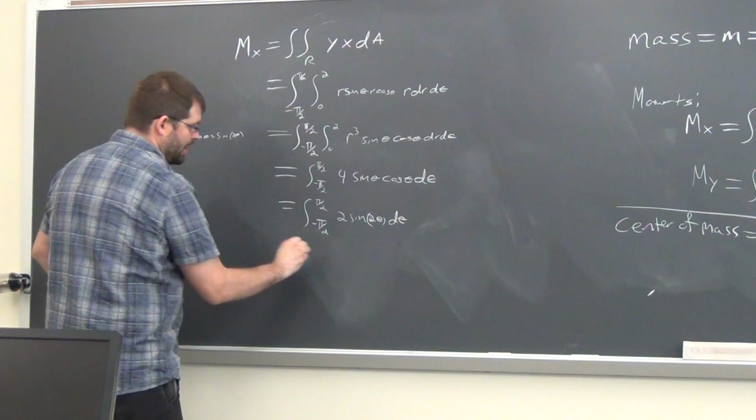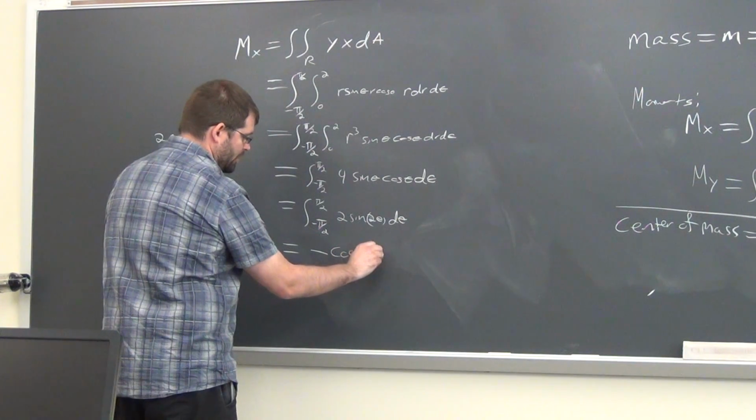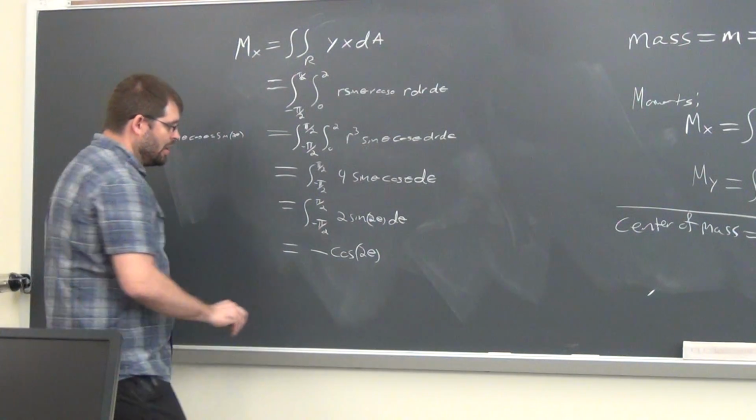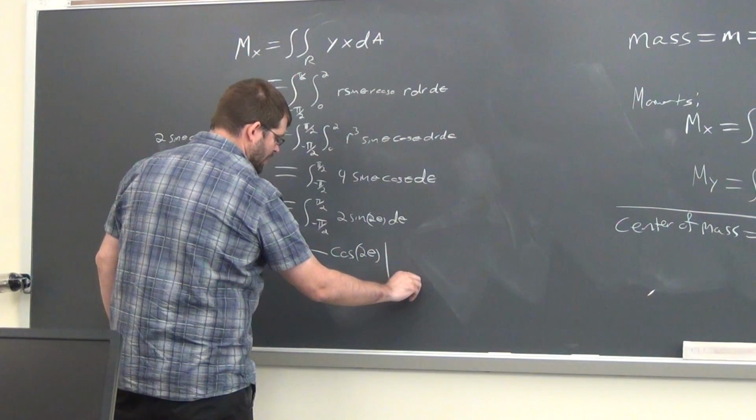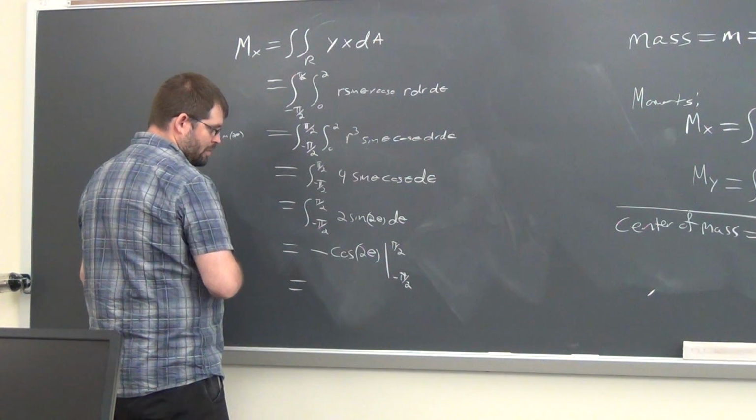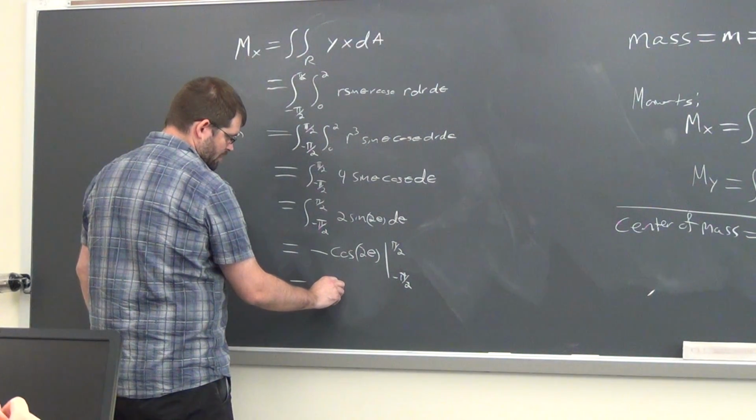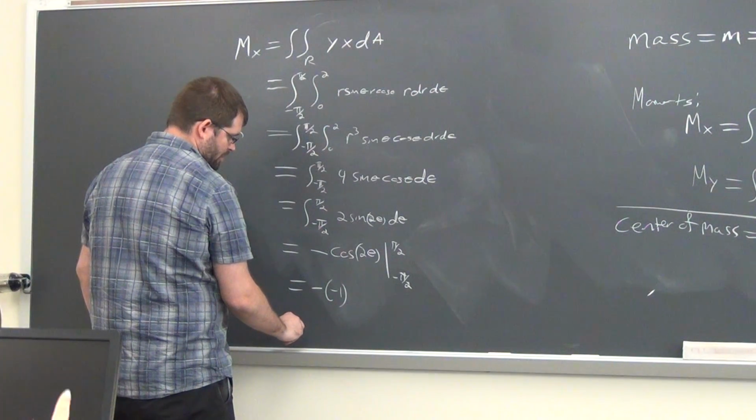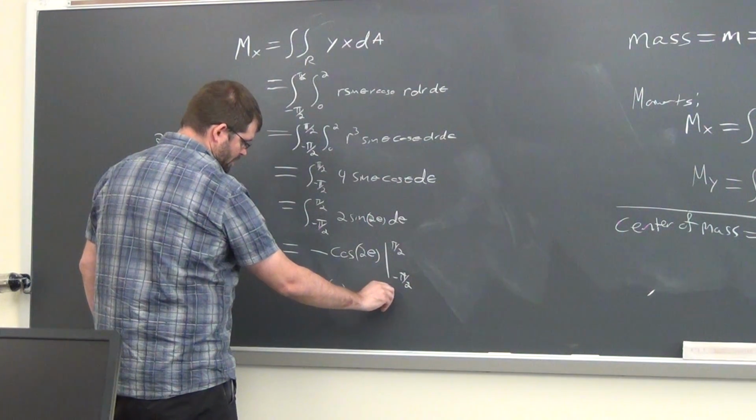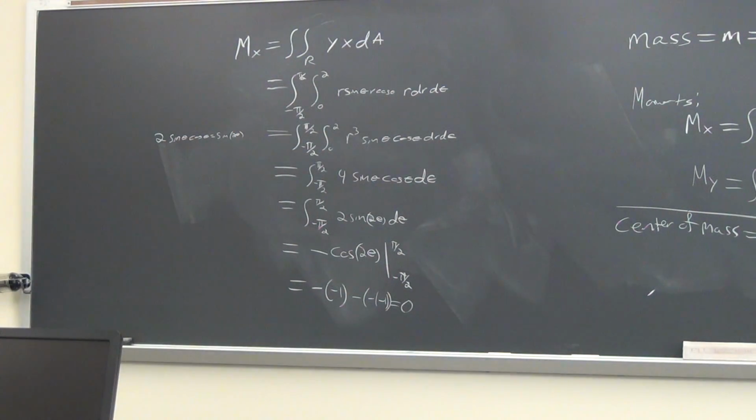Okay, so now when you go to integrate that, what do you get? Negative cosine of 2 theta, is that okay? So you'll get negative cosine, but you divide by the 2. And then we plug in our bounds. So what do we have there? Plug in 0, negative 1, minus negative, there's another minus and then negative 1. I think we end up with 0 there.